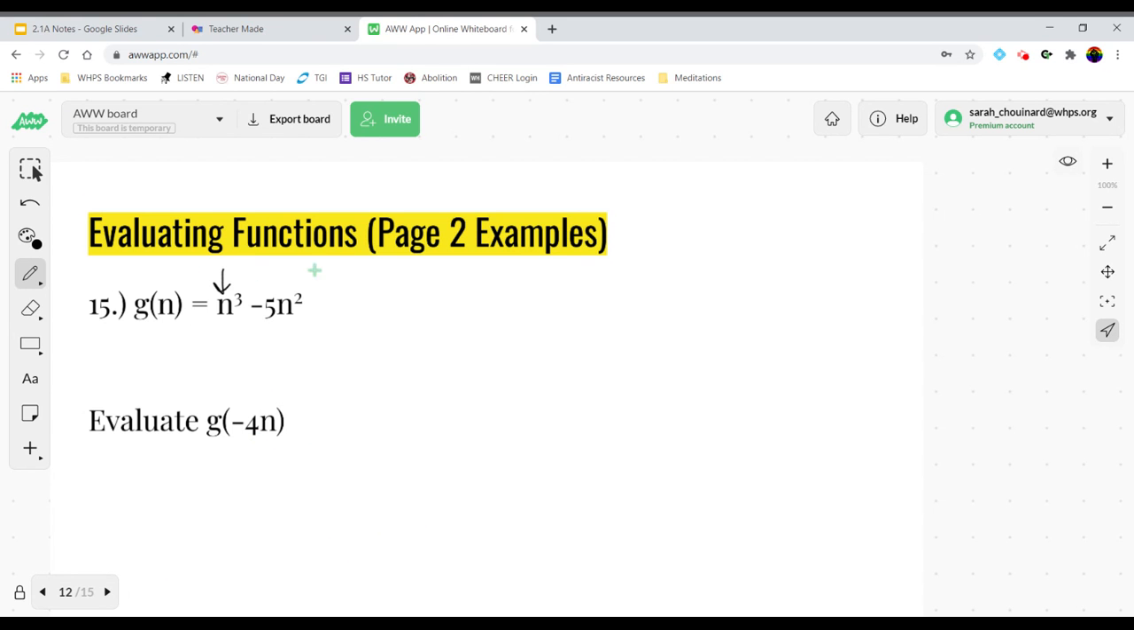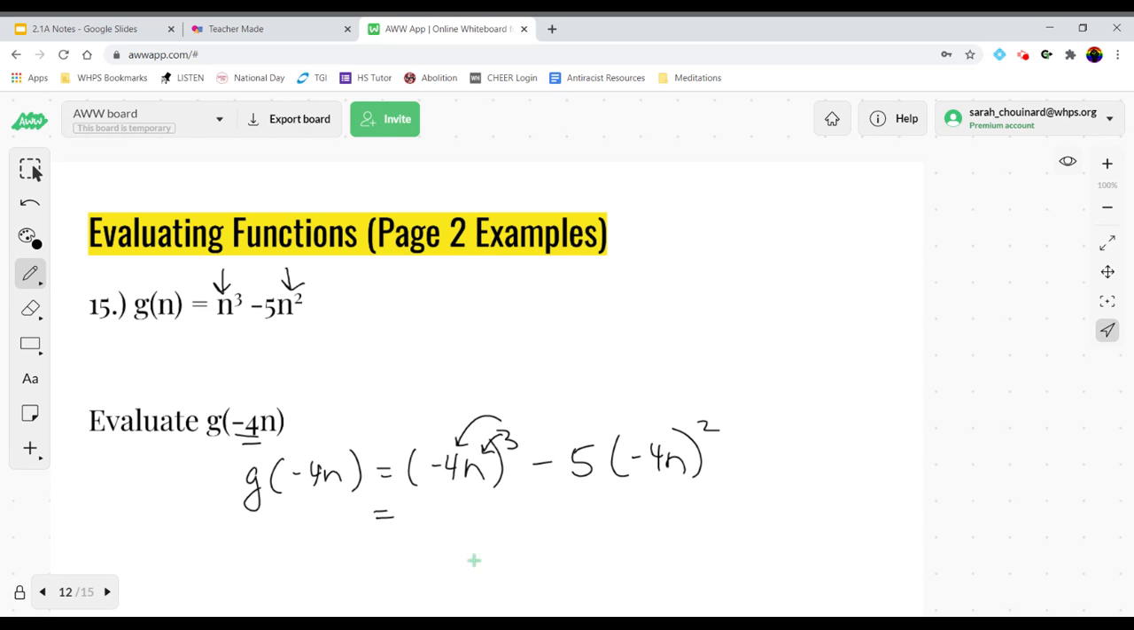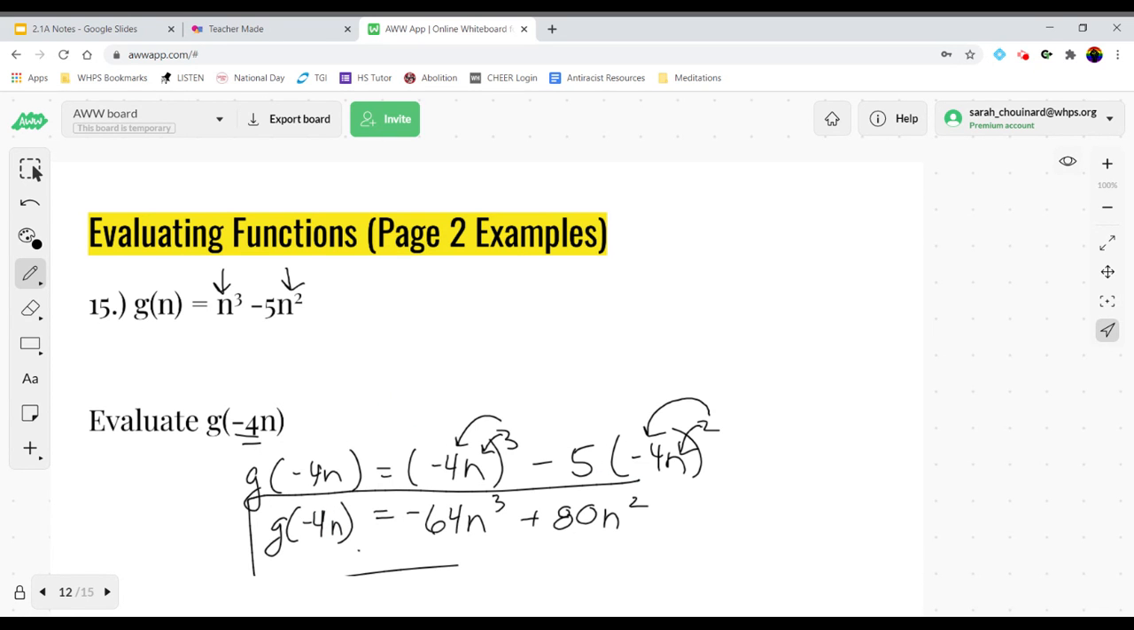Same thing here. I'm going to plug in, anywhere I see the variable, negative 4n. So g of negative 4n is negative 4n to the third minus 5 times negative 4n to the second. And so when you cube something, remember you have to cube each portion. So I'm cubing the negative 4: to the third power is 64. I'm cubing the n, which is n cubed. Same thing here. Negative 4 squared is 16. N squared is n squared. And I have to multiply that by negative 5. So if I have negative 5 times the 16 that I get here, that gives me 80. So it's 80 n squared. So when I plug in negative 4n, the expression that I get out of my function is negative 64 n cubed plus 80 n squared.